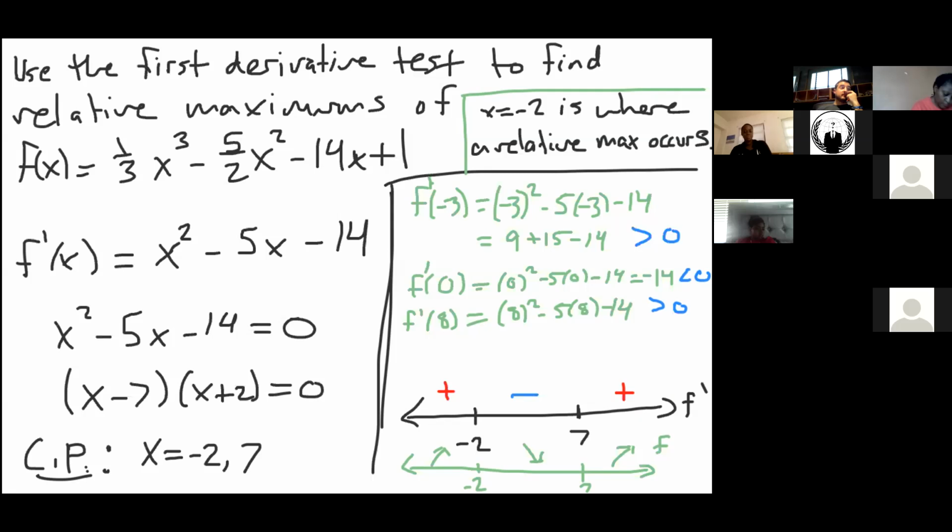But that's first derivative test. Just check the sign of your derivative compared to your critical points. Where am I positive and negative for my derivative? That tells you where you're going to have relative max and relative mins. Anytime you switch from positive to negative, you have a max. Anytime you switch from negative to positive, you have a min.